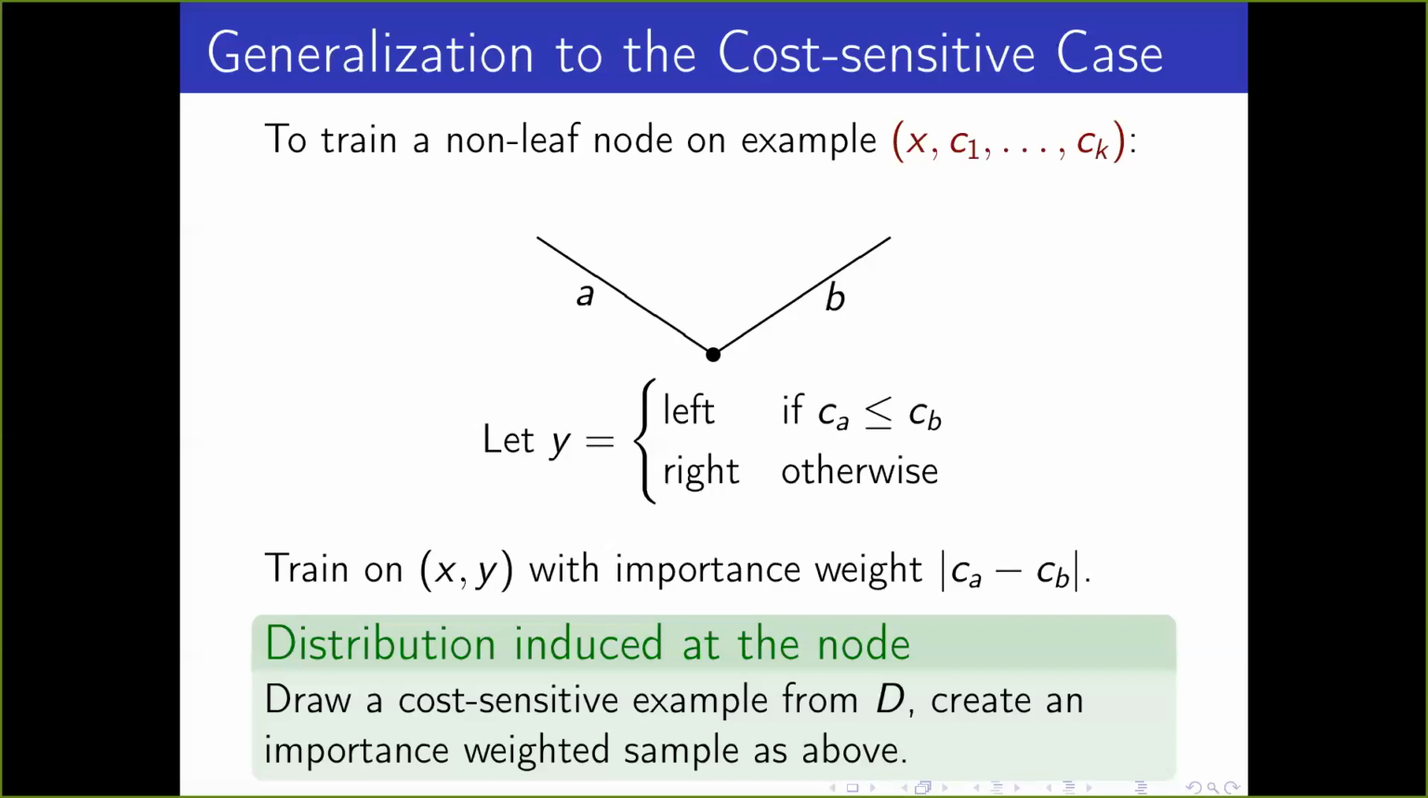Where did you get the cost from? So the costs are given in the input example. You have an input example which has the cost for every label. And so if you have the label, you have the cost associated with that label for that example. So the cost can be different for every label, for every example.